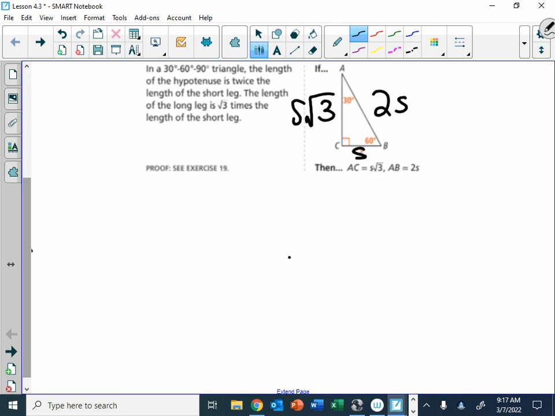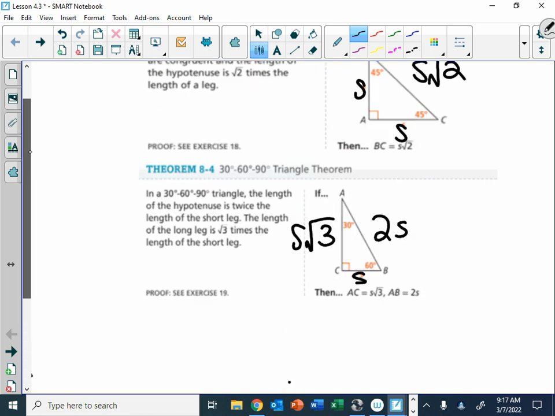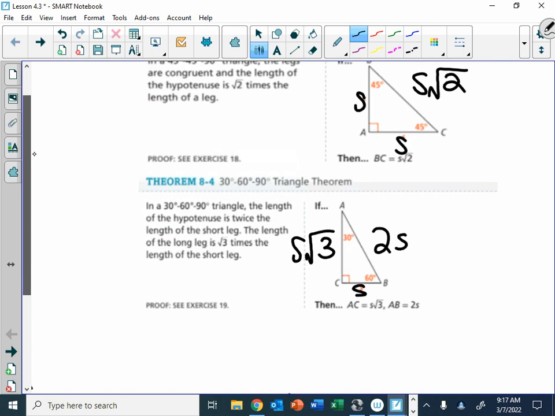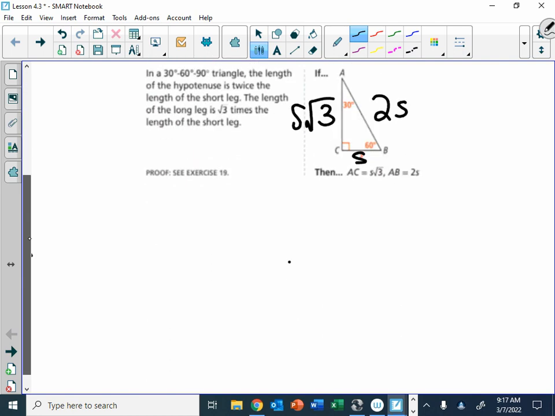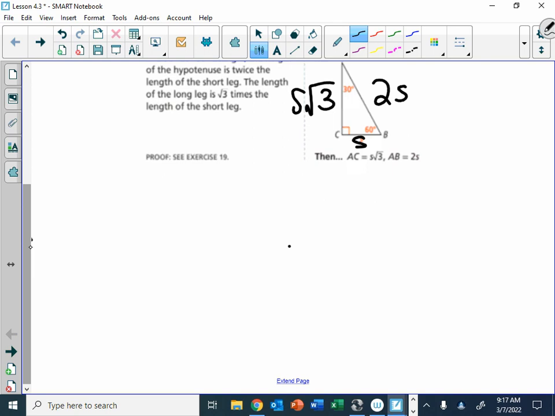So for a 45, 45, 90, your two legs are S, your hypotenuse is S times the square root of 2. For a 30, 60, 90, your shortest leg, the leg across from the 30-degree angle, is S. Your other leg is S times the square root of 3. Your hypotenuse is 2S. You must know those.